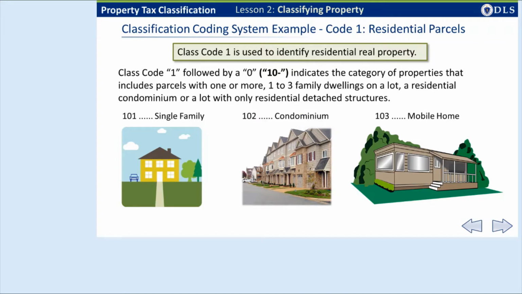Let's look at one last example of the three-digit state use code 103. The first digit 1 indicates a residential parcel. The second digit 0 refers to the same category of properties previously mentioned, and the third digit 3 indicates the specific property type within that category, a mobile home.